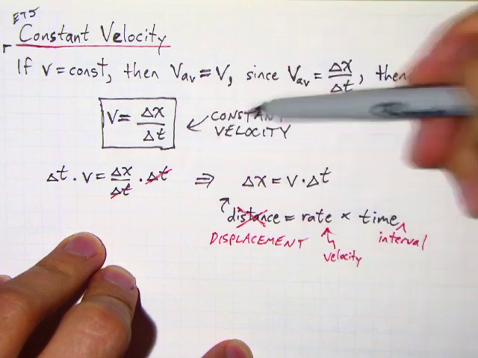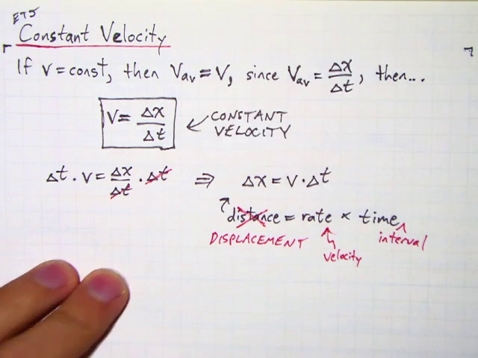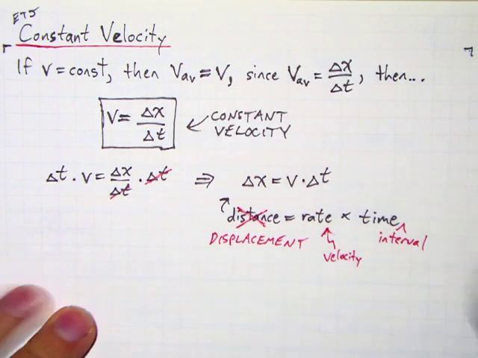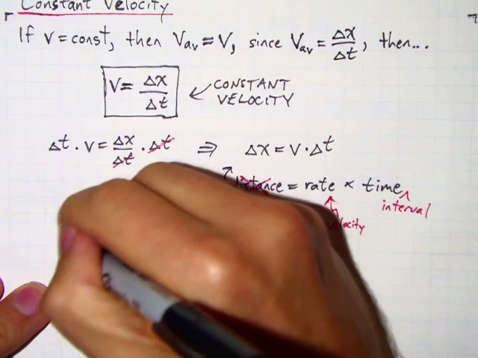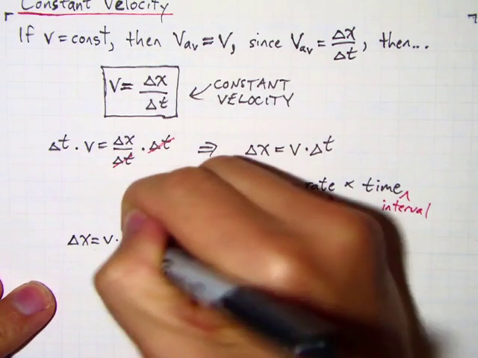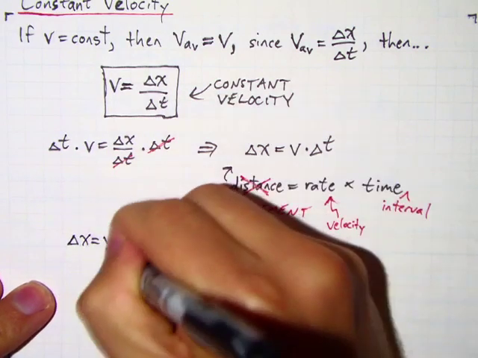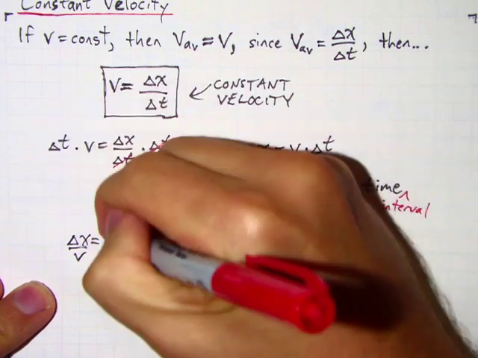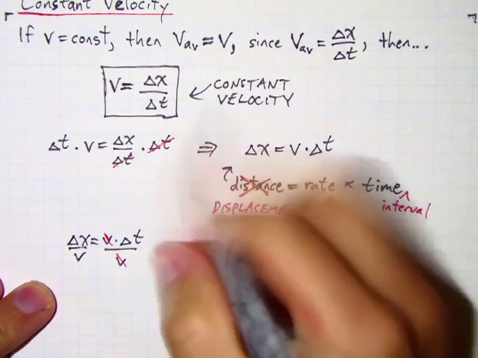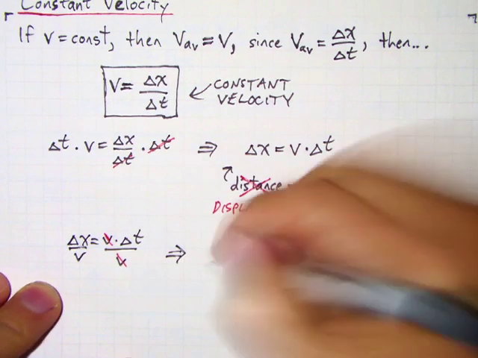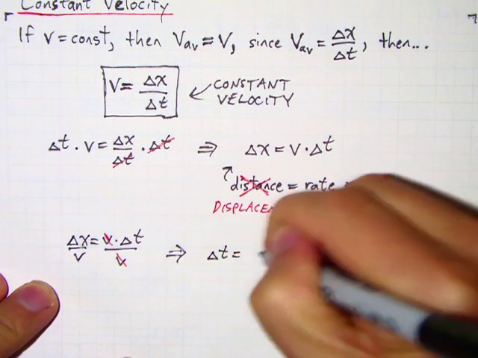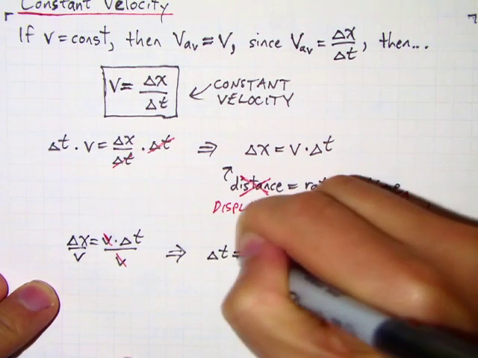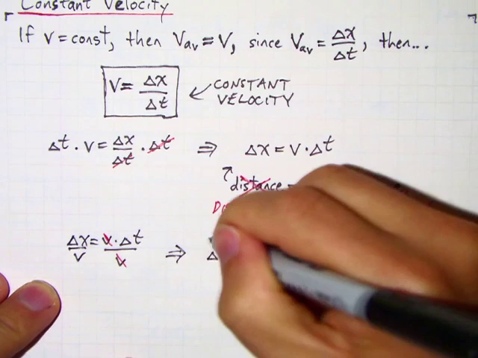This equation is not true if the velocity is not constant. Let's rearrange this one more way. Let's say delta x equals v times delta t. Let's divide both sides by the velocity. On this side, velocities cancel, and that lets us rewrite this equation as delta t equals delta x over v.